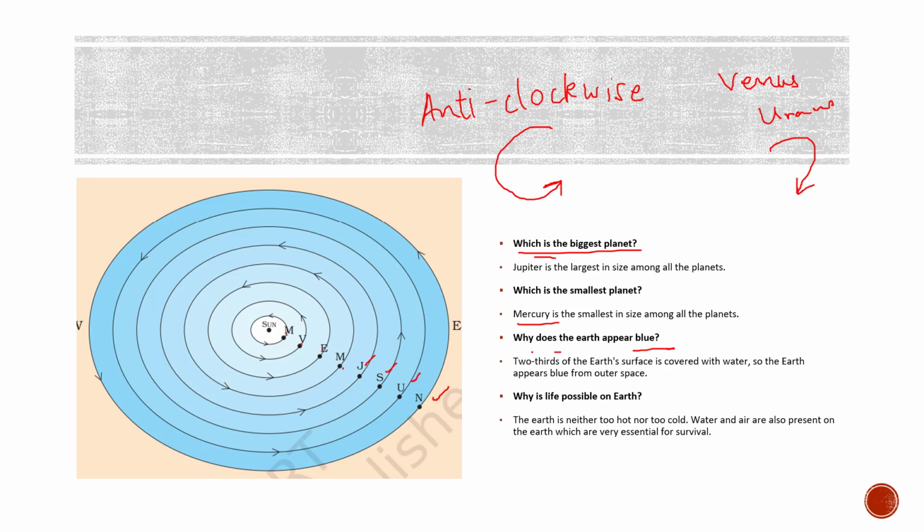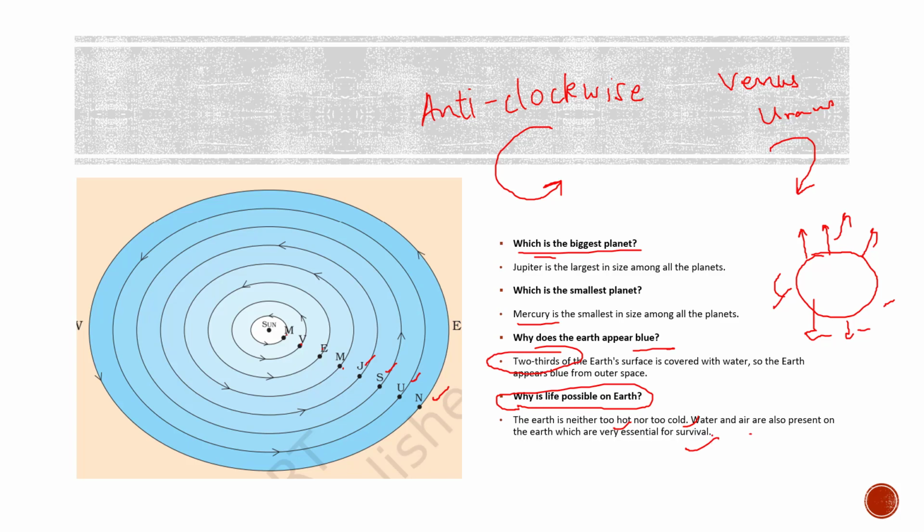Why does the Earth appear blue? Because 2/3 of the Earth's surface is covered with water. So if we see it from outer space, which is the space outside of the Earth, then the Earth appears blue. Now, why is life possible on Earth? Because the Earth lies at the perfect position. It is neither too hot nor too cold for the presence of water and air. And both water and air are very essential for survival.